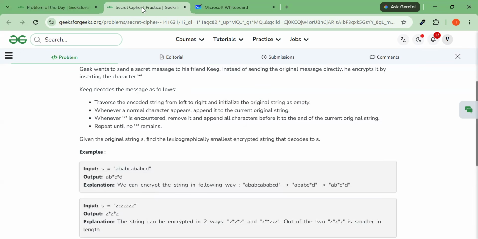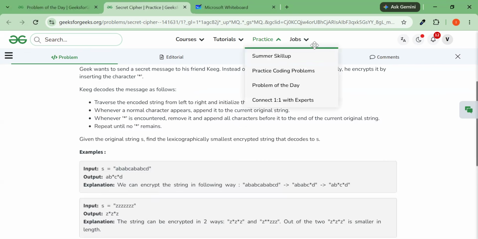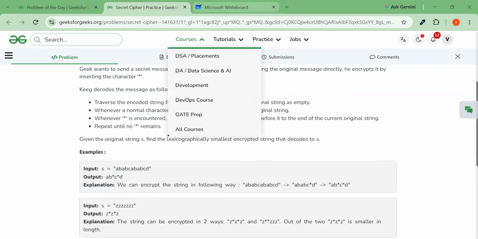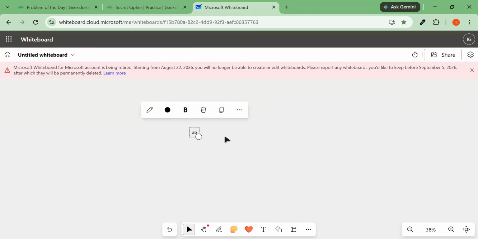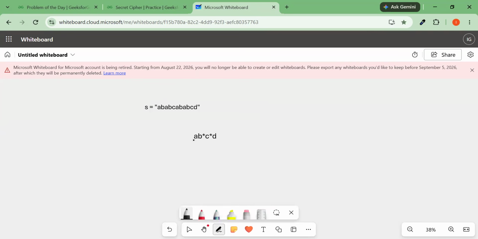Okay, so let's go to the whiteboard. We have given the example A, B, star, C, star, D. Consider I'm starting from here, and we have to traverse from left to right. So this will give me A. I move to B, this will give me B. These are the normal characters. Move to the next, that is an asterisk. So I just need to take the previous string that we have calculated and repeat it. So it will become AB, AB.